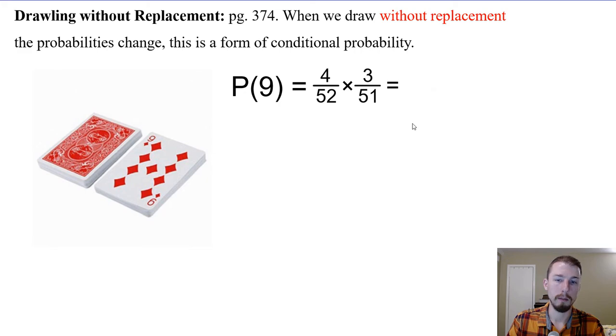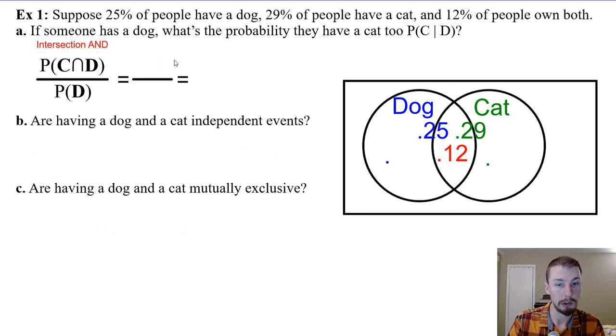So, because even the denominator would change, even if the numerator stayed the same. In case you're curious, that is the probability of drawing 2 nines in a row, which would be really, really rare. All right, example 1.